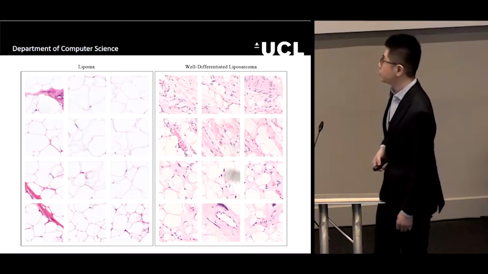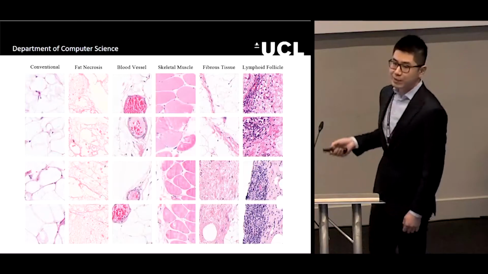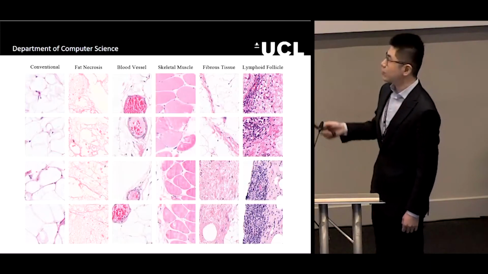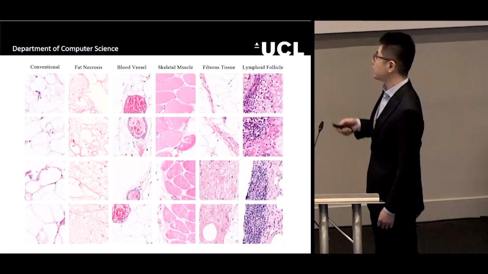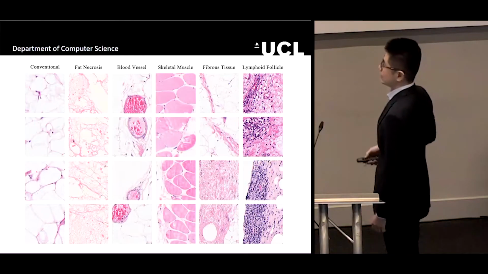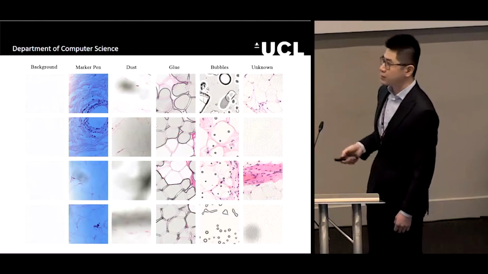Here are some examples of the benign and malignant tiles. And here are some examples of the histology variation of the tiles. For example, I've got some conventional, I've got fat necrosis, and vessels and muscles, and fibrous tissue, fibrous septa, or some lymphocytes. Apart from it, I've got some invalid tiles, which contain some artifact information.